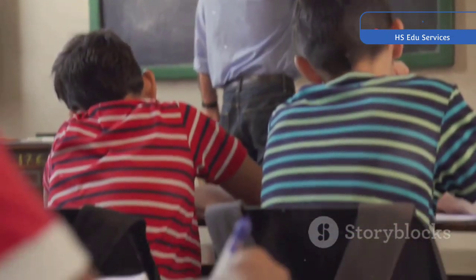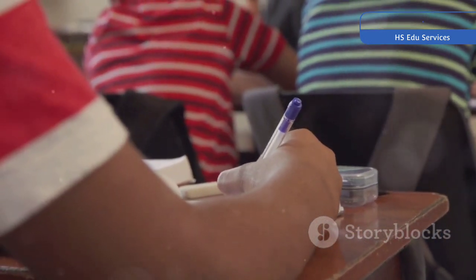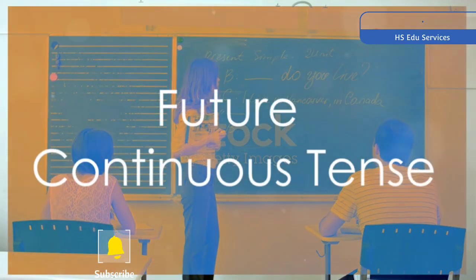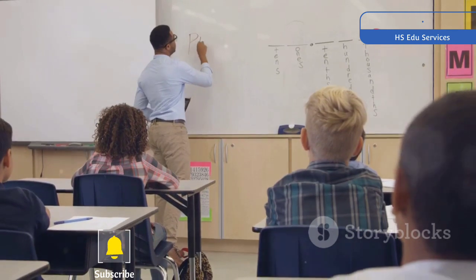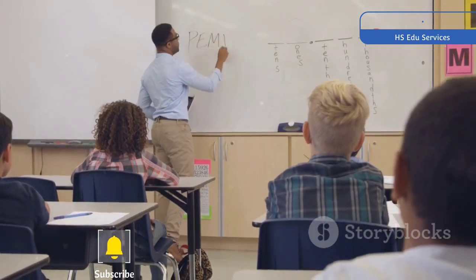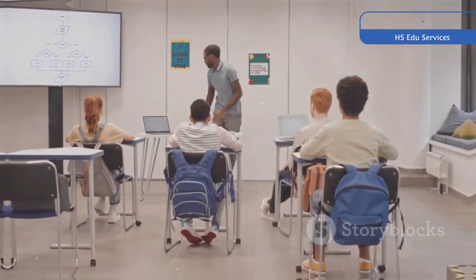All right, let's dive into the simple future tense. This tense is used to describe a future action or event. For example, I will play soccer tomorrow. Future continuous tense. This tense describes an ongoing action in the future. For example, I will be playing soccer at this time tomorrow.